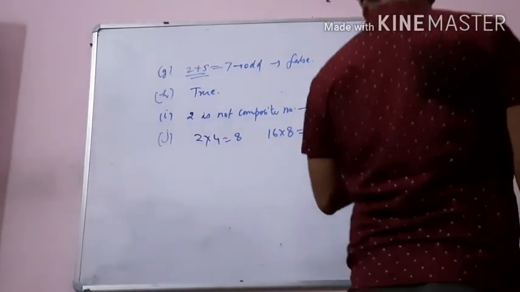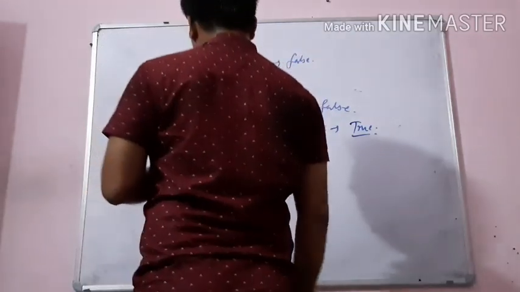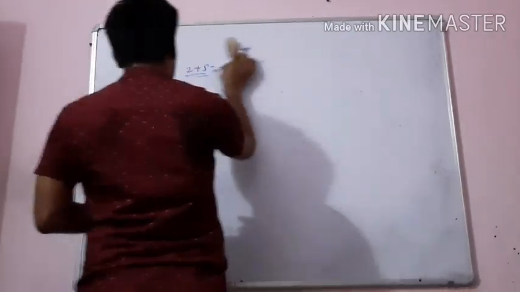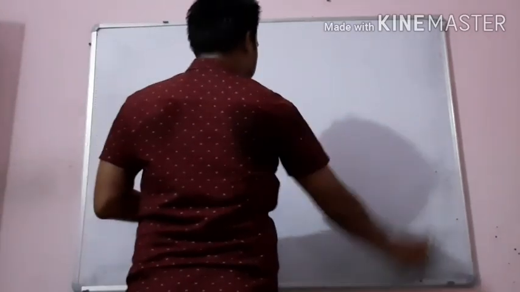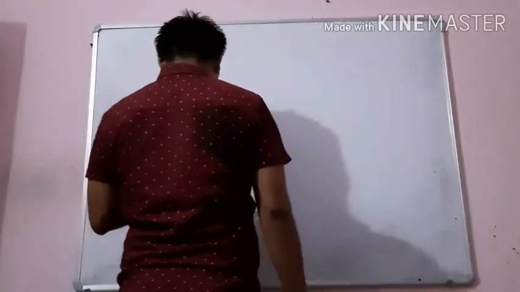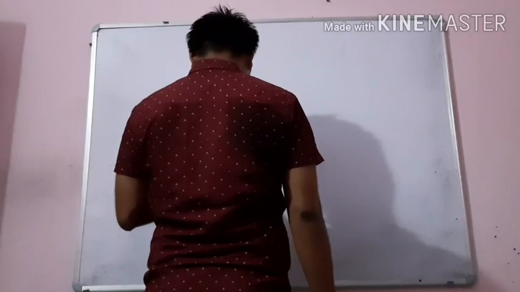Now, question number 3. 13 and 31 are both prime numbers. These both numbers have the same digits 1 and 3. Find such pairs of prime numbers up to 100. So we will see 13 and 31.